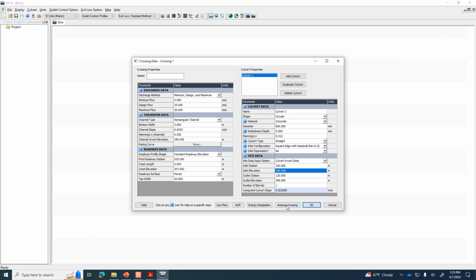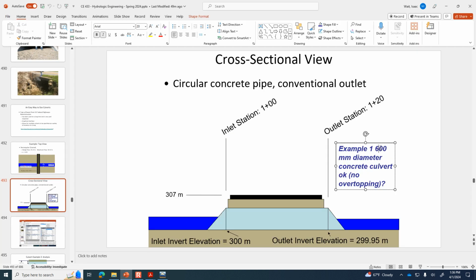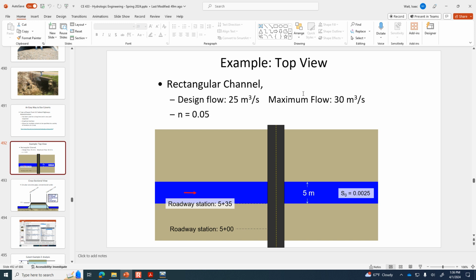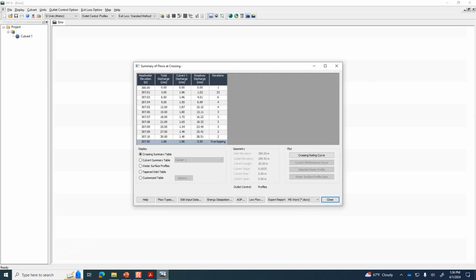Okay, now we can click on Analyze Crossing, and what it's got in the summary here is a table of how high the water elevation is going to get for a certain flow rate, how much of the water is going through the culvert, and how much water is going through overtopping. The question was asking us to analyze: is a 600 millimeter culvert going to be okay? Can we accommodate 25 cubic meters per second through a 600 millimeter diameter culvert with no overtopping? So what's the answer? Can we?